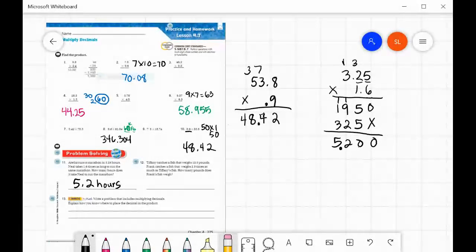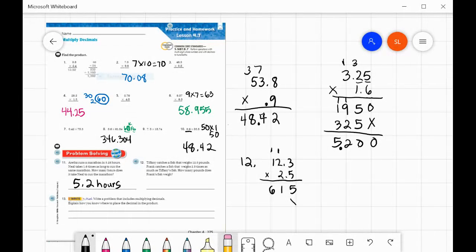All right. Now let's look at number 12. 12 says, Tiffany catches a fish that weighs 12.3 pounds. Frank catches a fish that weighs 2.5 times as much as Tiffany's fish. How many pounds does Frank's fish weigh? So in this instance, we're going to multiply. 5 times 3 is 15. 5 times 2 is 10, plus 1 is 11. 5 times 1 is 5, plus 1 is 6.